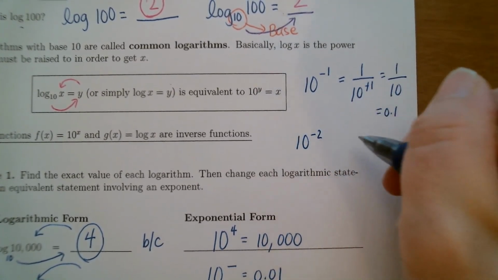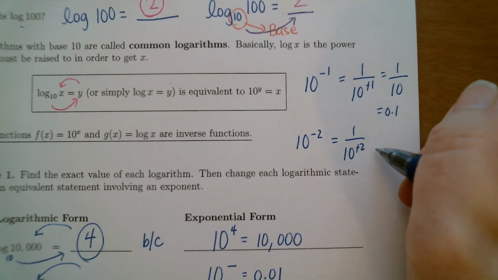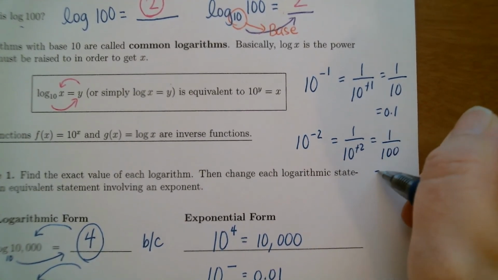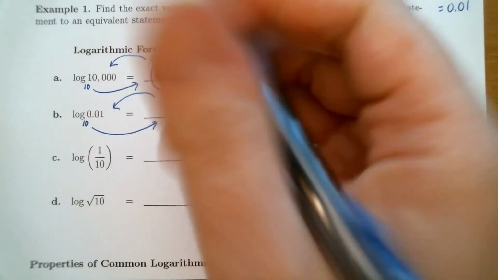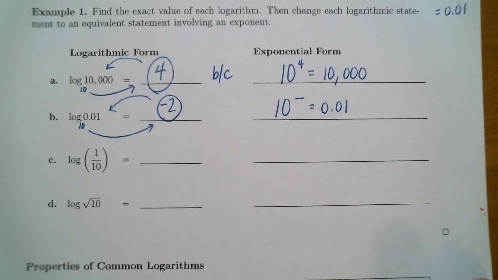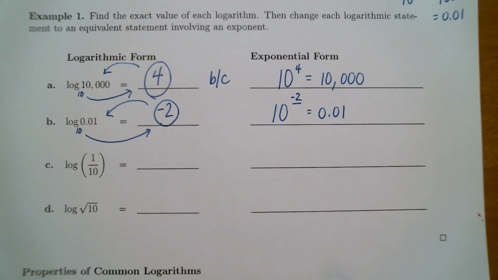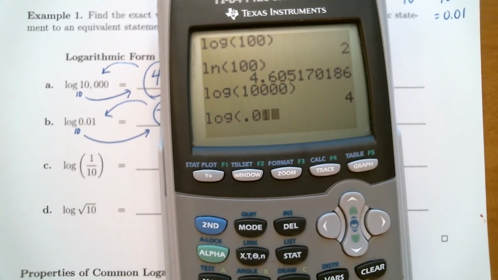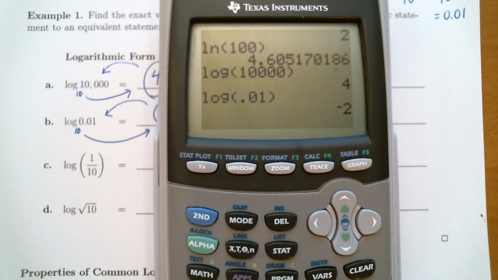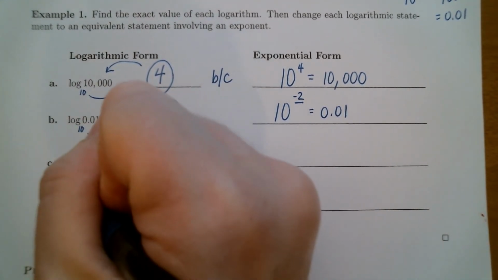10 to the negative 2 is 1 over 10 to the positive 2, changing the sign of the exponent. This is going to be 1 over 100, which is 0.01, and that's what we're looking at here. So the answer is the negative 2 power. If I do 10 raised to the negative 2 power, I'm going to get 0.01. You can confirm that on the calculator. What is the log of 0.01? Negative 2.